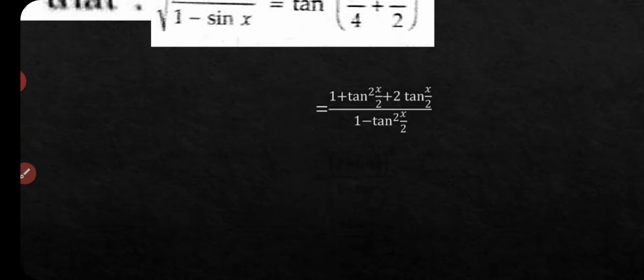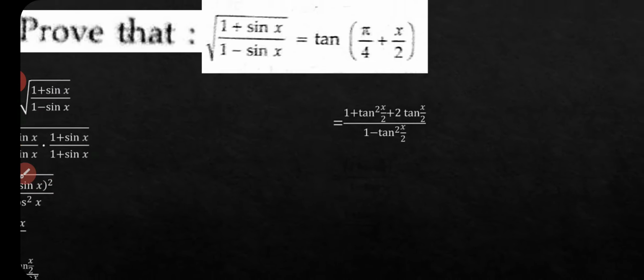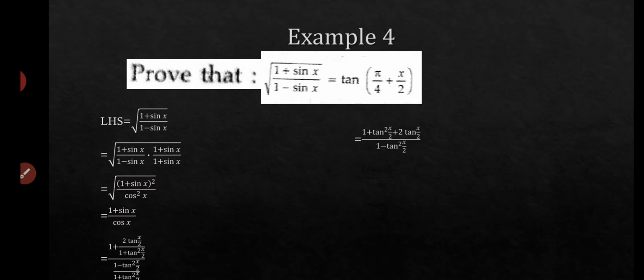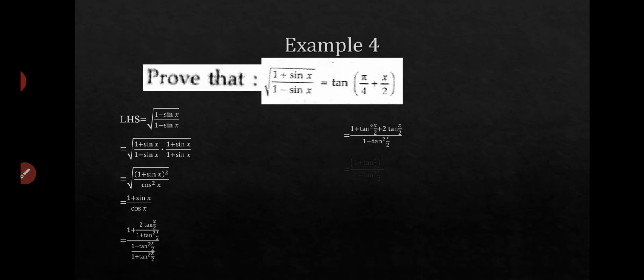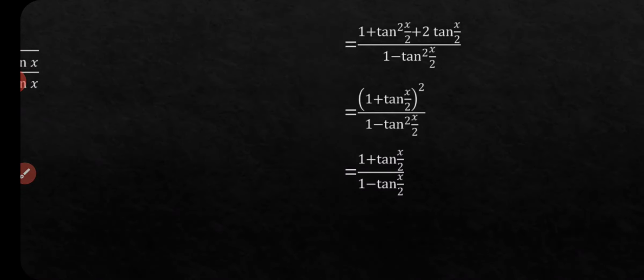Fine. Now this is a whole square formula, so 1 plus tan x by 2 whole square formula. So let me just put it in that. So this is what you have, 1 plus tan x by 2 whole square by 1 minus tan square x by 2. Now 1 minus tan square x by 2 can be written as a plus b, a minus b. So 1 plus tan x by 2 into 1 minus tan x by 2. So you cancel it out, so you are left with this, 1 plus tan x by 2 by 1 minus tan x by 2.